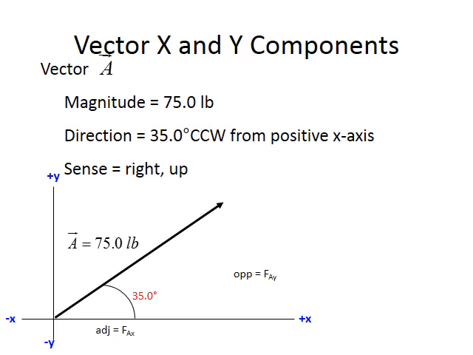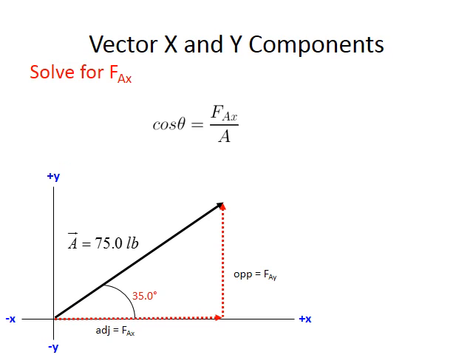Well, let's use some real numbers. So here we have vector A has a magnitude of 75 pounds, and it has a 35-degree angle, which we look at as counterclockwise from the x-axis, and it is pointing up and to the right. And let's calculate what F sub Ax and F sub Ay are. First, let's take a look at the x component. Again, we just break it down into its simple chunks.